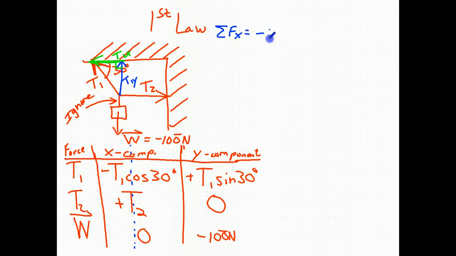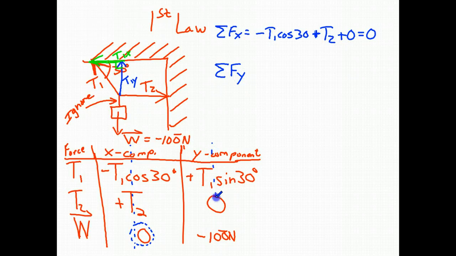So I have negative T1 cosine of 30 plus T2 plus 0 equals 0. You may ask why I write plus 0 equals 0. Well, I want to make sure that you actually include this. Okay, so if you look at it later, you don't think that we set the first two equal to the weight.